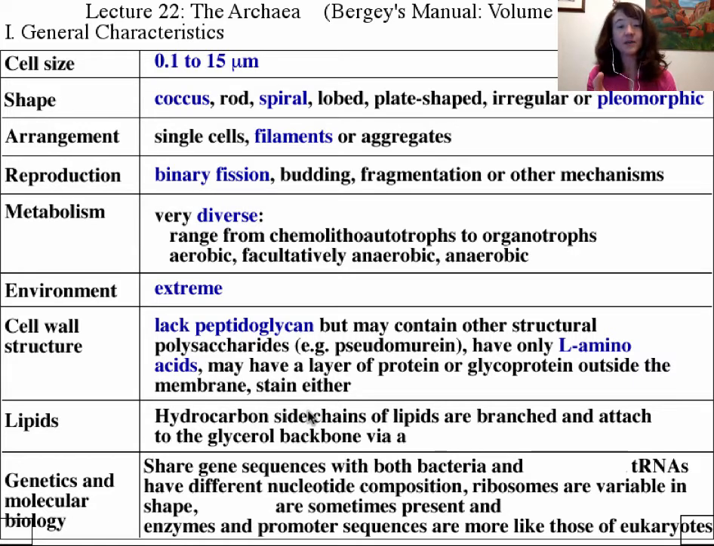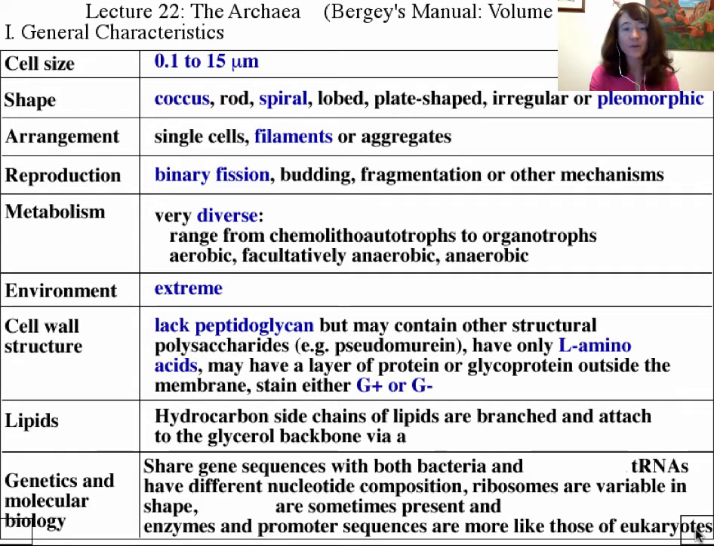Remember how the D amino acids found their way into the tetrapeptide chain in peptidoglycan in bacteria? We don't see that in archaea. So like eukaryotes, archaea do not have those weird amino acids. They only have the L amino acids.